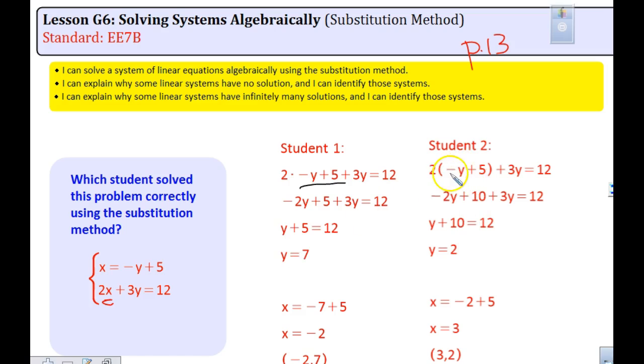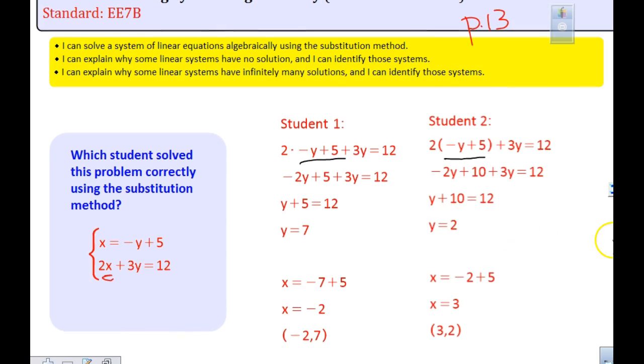Student 2 solved it and put it in a parenthesis. Same thing, y minus 5. They got 2y plus 10 plus 3y equals 12. They added our like terms. y plus 10 equals 12. And then y equals 2. Which one did it correctly? Student 1 or student 2?